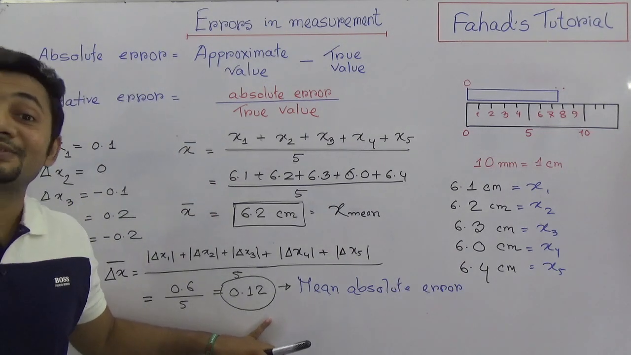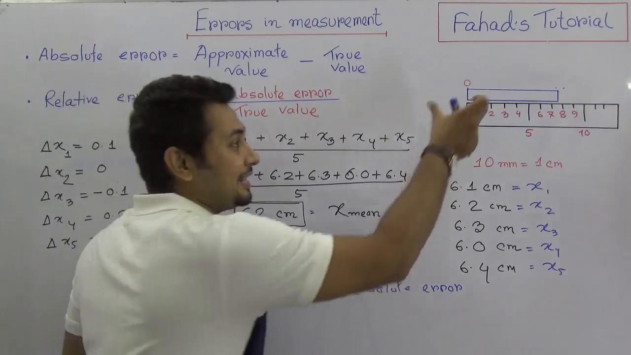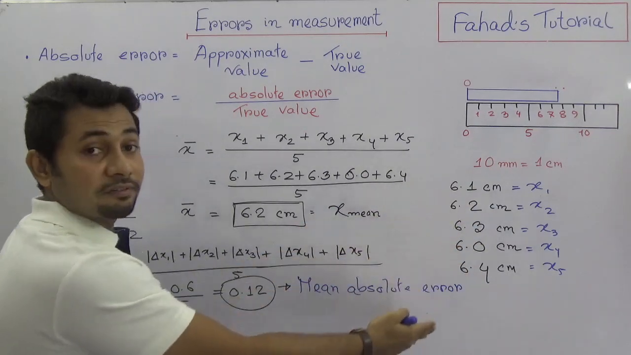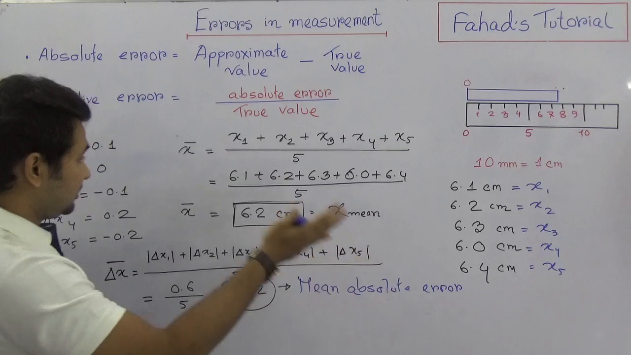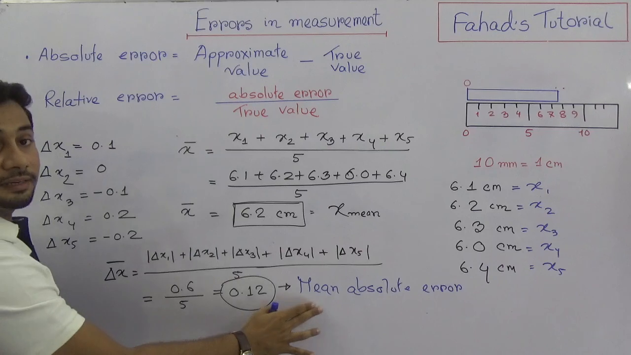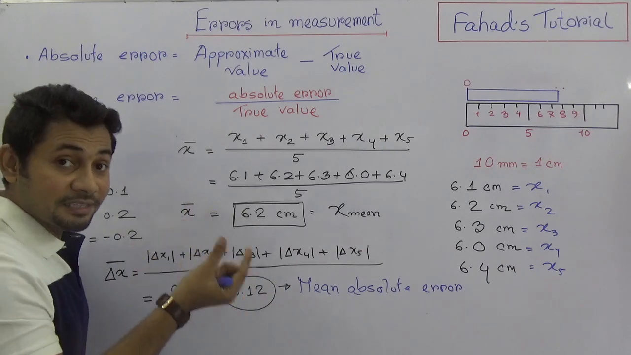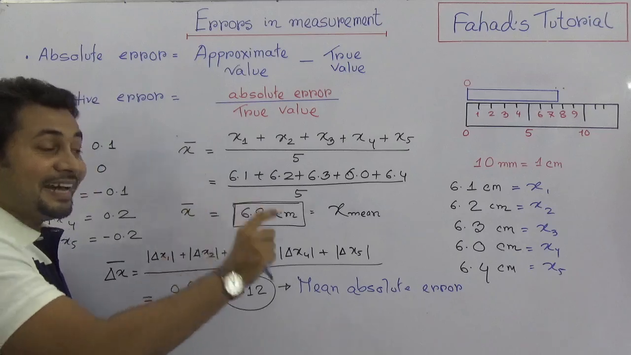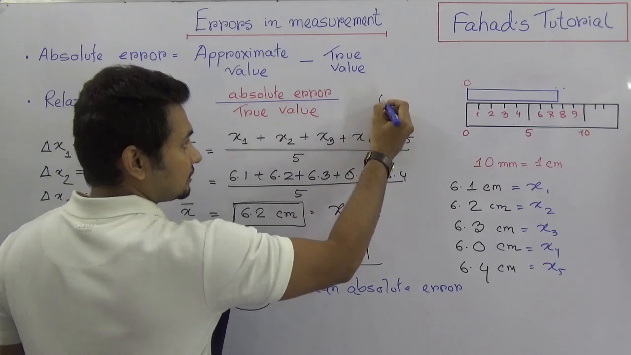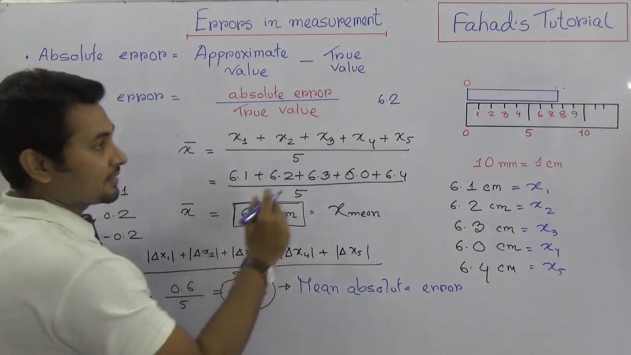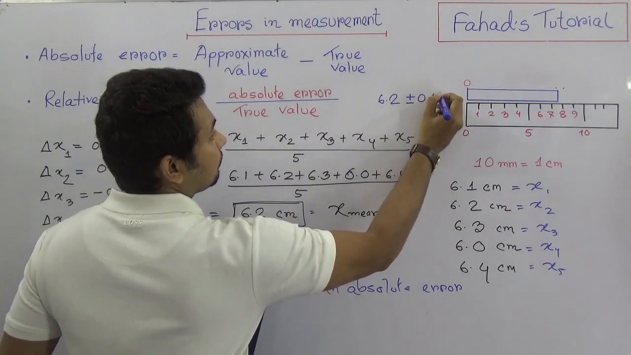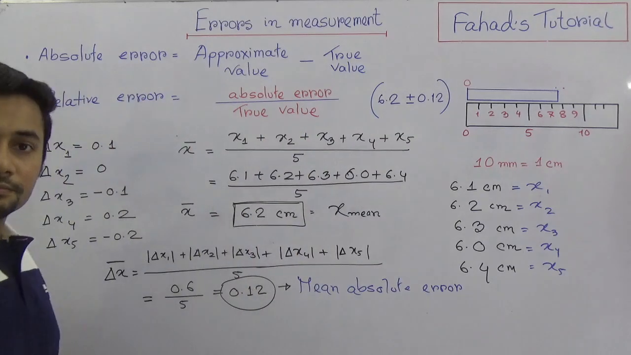So now what can we say the measured value is? We took 5 observations and got different values. We took the mean and found the deviations between the mean and the observed values, and we got the mean absolute error. Now I can express that the length of the substance we are measuring is 6.2 plus minus 0.12.